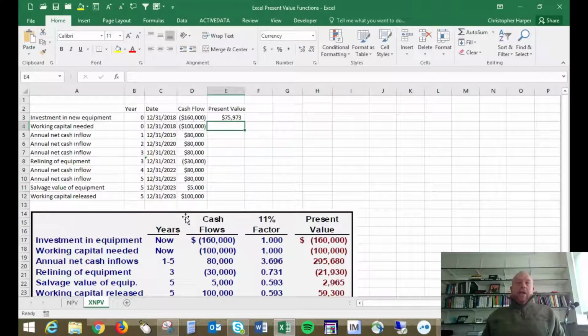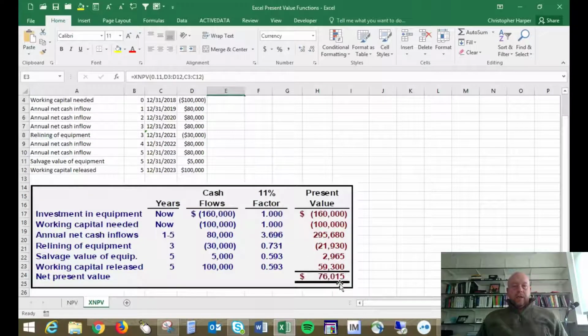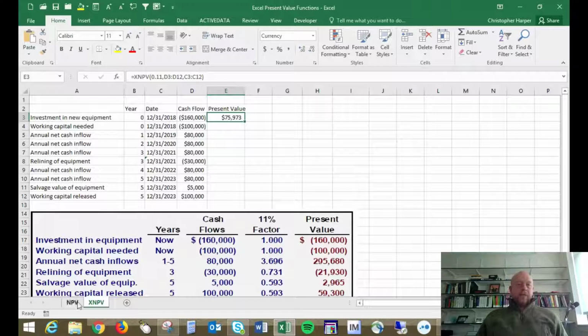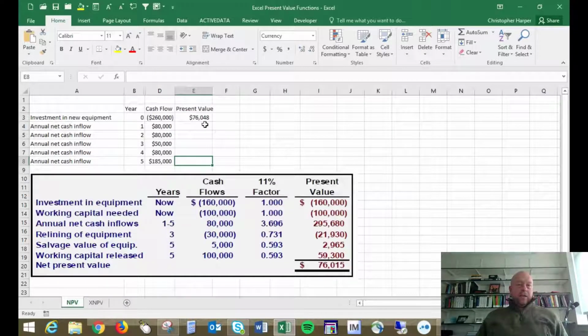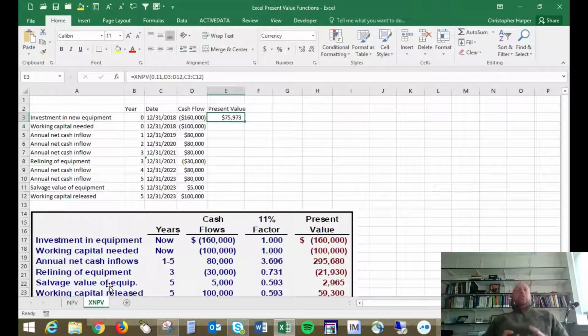And I already know what you might be thinking. Really? That doesn't equal anything. I mean, we come up with a present value, 75,973. The manual method was 76,015. And if we go over to the NPV, it was 76,048. Will the true net present value please stand up?